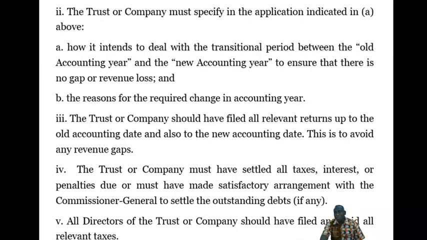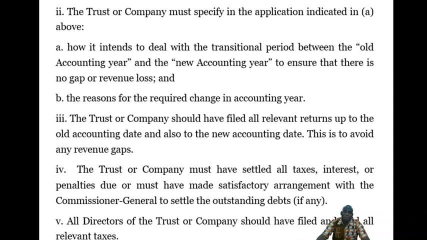The trust or company must specify in the application how it intends to deal with the transitional period between the old accounting year and the new accounting year, to ensure that there is no gap or revenue loss. And B, what is the reason for the required change in accounting year?